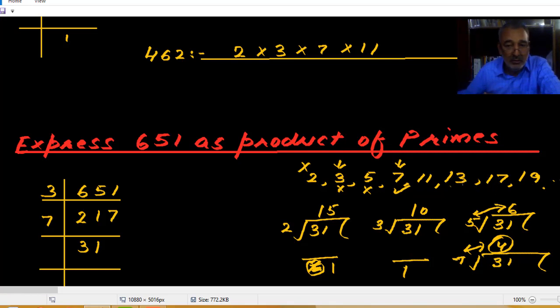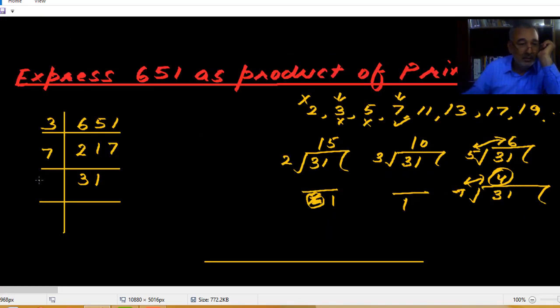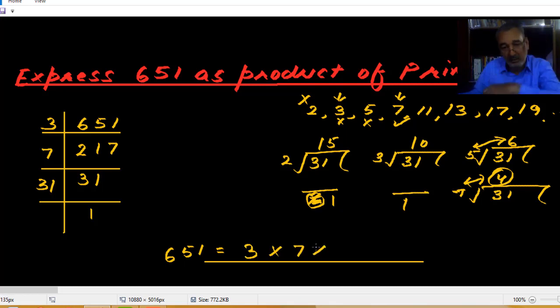Do not try to divide it by 11, 13, 17, 19 and so on. It will be a long process for you. So I had decided that 31 is a prime number. If it is a prime number, then there is no need to divide. If you are taking your prime numbers here, then go further. You can stop here: 3, 7, 31. The prime factorization of 651 is equal to 3 multiplied by 7 multiplied by 31.